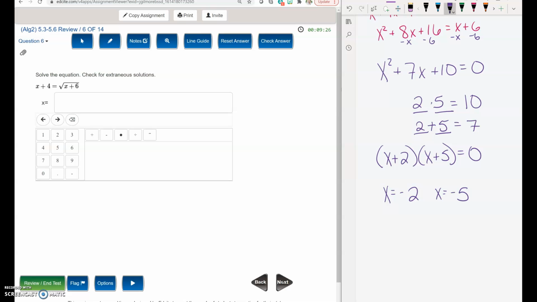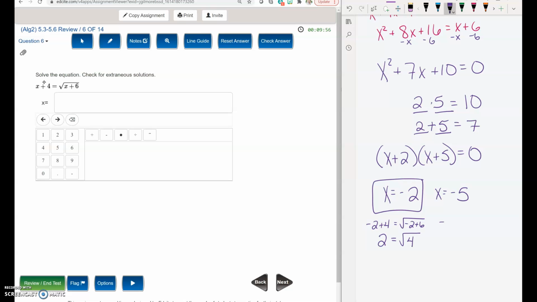All right, red flag. Two solutions, you definitely need to check for extraneous solutions. So I'm going to start by checking -2, and you're checking it back here in this original problem. So on the left side, -2 plus 4 equals the square root of -2 plus 6. -2 plus 4 is 2. -2 plus 6 is 4. 2 is the square root of 4, so that answer is good.